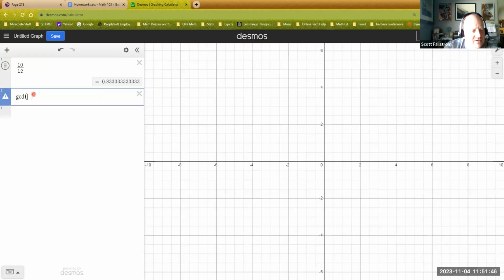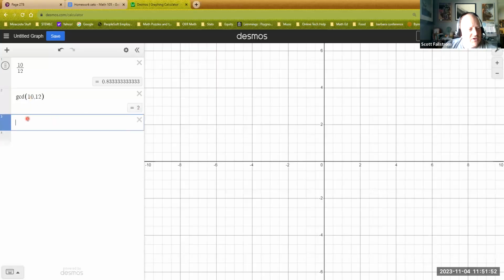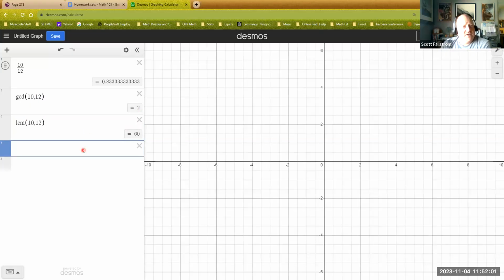I can't remember, but I think they do have a GCD built into Desmos now. So the greatest common divisor I can find is 2. And the LCM of 10 comma 12 is 60. So I can get that if you're using Desmos. More and more, some of these pieces might be coming to Desmos and coming to classrooms because Desmos is accessible. It's free. You can put it on any device, and a lot of schools have Chromebooks and things like that that work out really nicely.